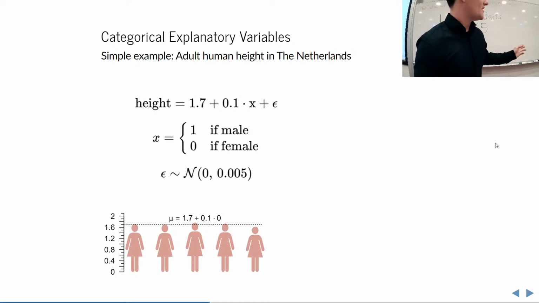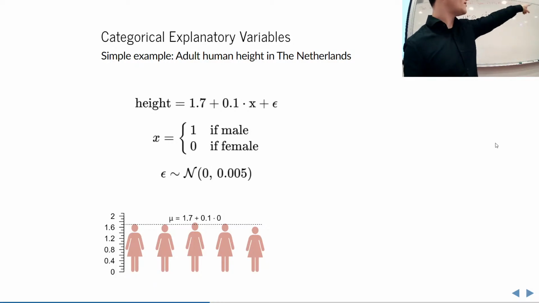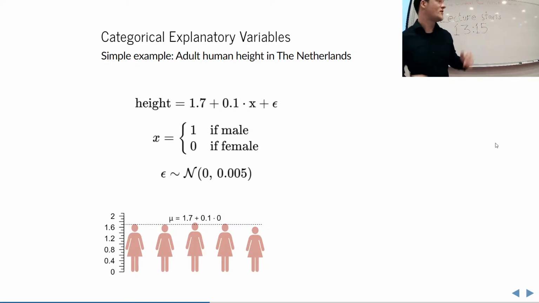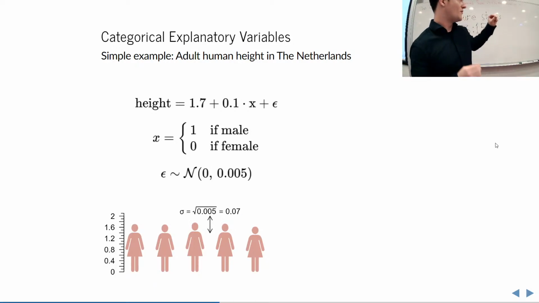So what does this model say? It says the mean for women is 1.7 plus 0.1 times 0, because this vector, this x, is equal to 0 if you're female. So it basically says your height is 1.7 plus error. So what does a plus error mean? It means that, okay, if we convert that to standard deviation, it's a bit easier to work with.